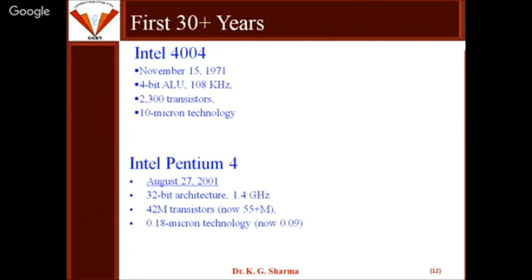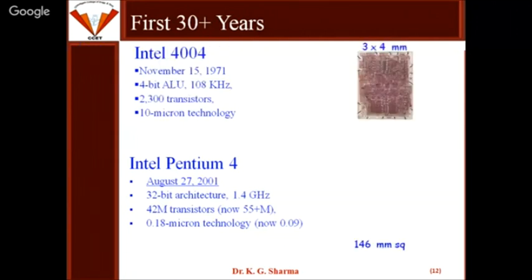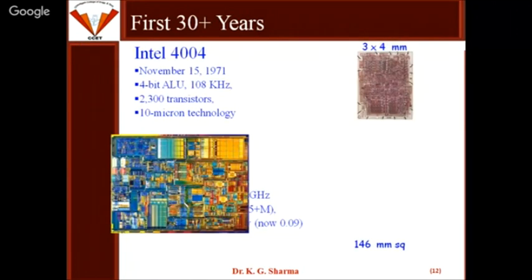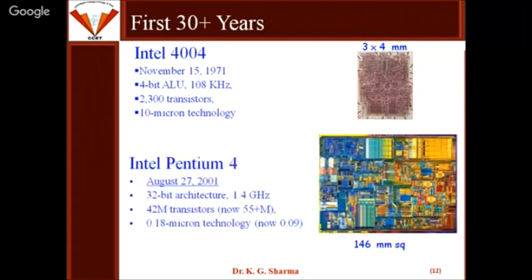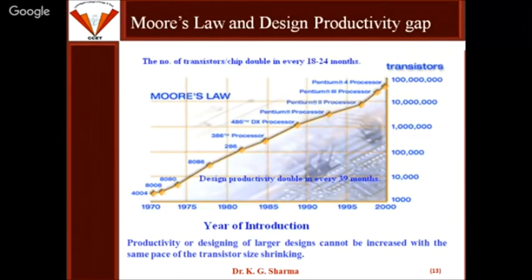Now, we are using the 10 nanometer technology. So these are the figures. You can see the area which was involved to incorporate these microprocessors: the Intel 4004 is a 3x4 millimeter IC, and the Intel Pentium 4 is a 146 square millimeter IC.